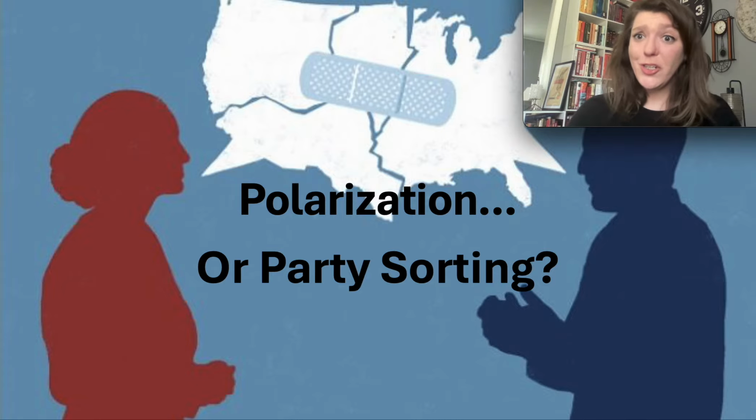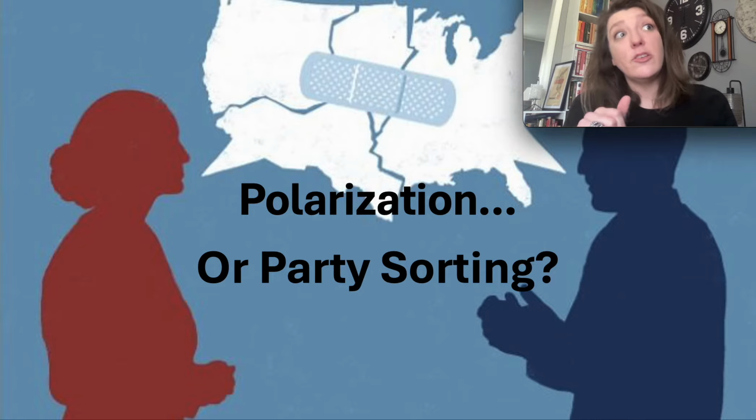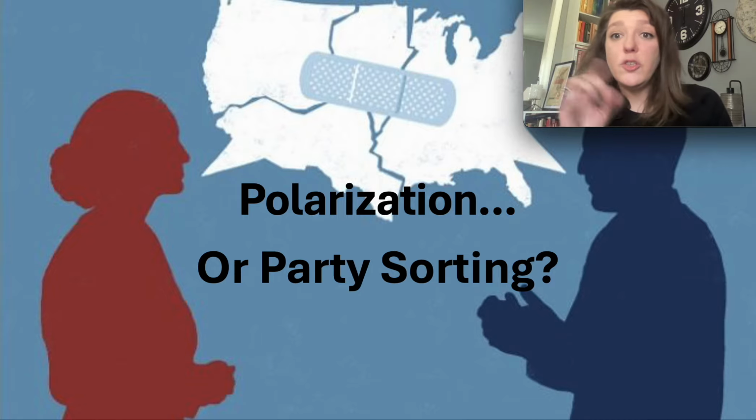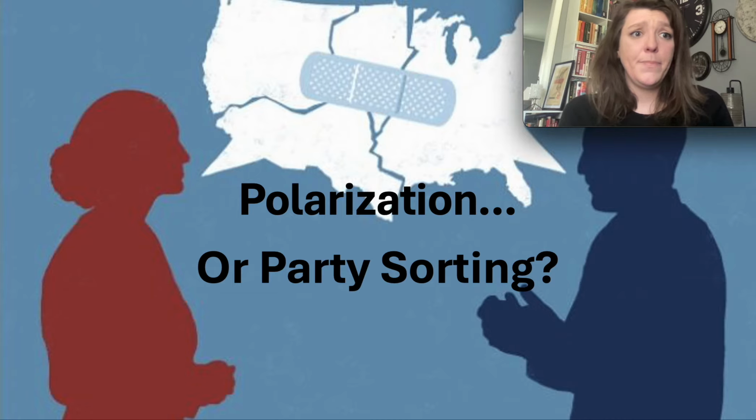Welcome to our lecture on polarization or party sorting, aka the lecture that is going to help you dissect the 5 chapters that I assigned to you from Unstable Majorities, which is going to be the book that you're going to base your paper assignment on.